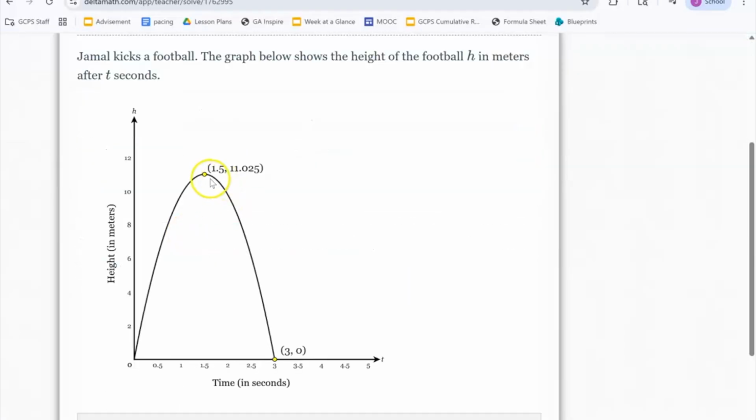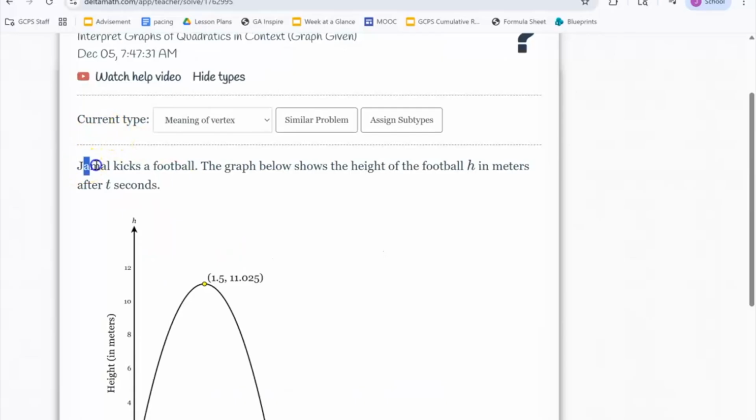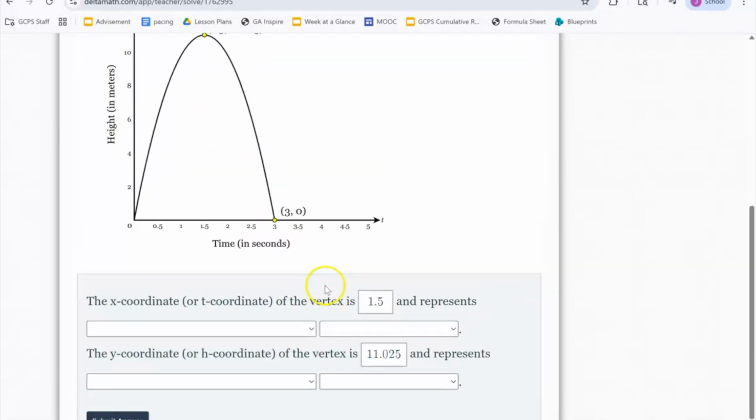This is just the vertex one. What does the vertex mean? So 1.5 is the x, so the x coordinate is 1.5. The y coordinate is 11.025. And then what does it mean? So again, after 1, is this a rocket? It's a football. Okay, so Jamal kicks the football, so it's going to go up and then come down. After 1.5 seconds, Jamal's football is at a height of 11.025. That's what that means. Okay, so that's what I'm looking for, but they split it up.